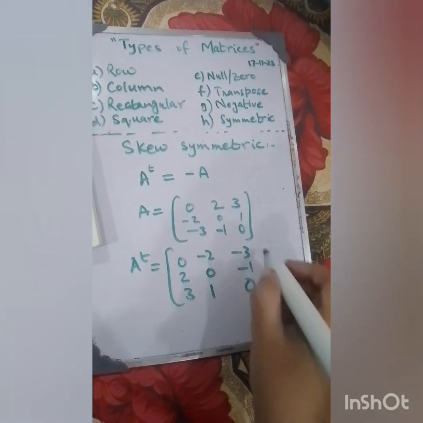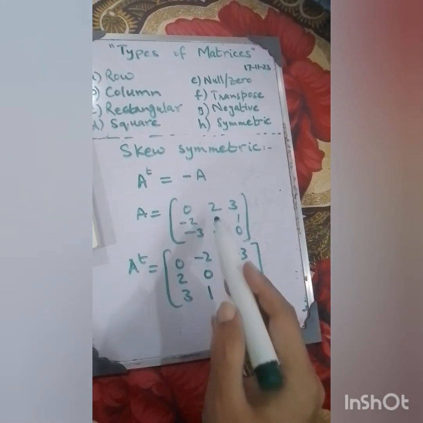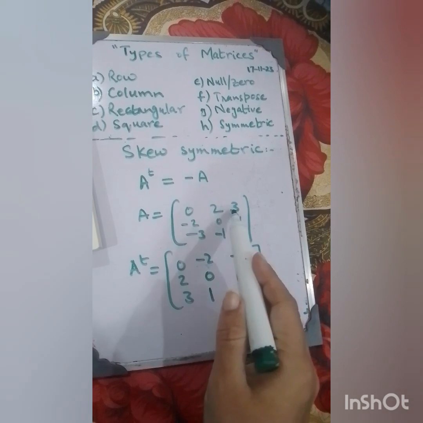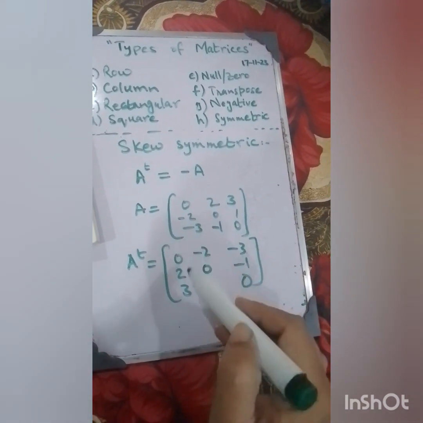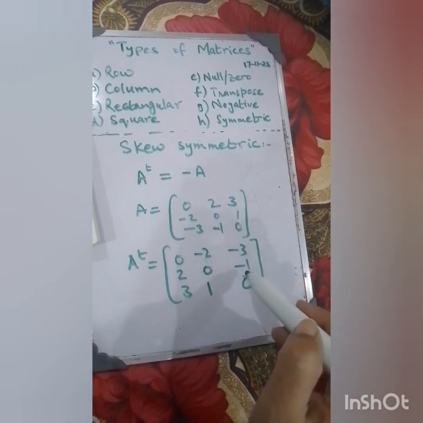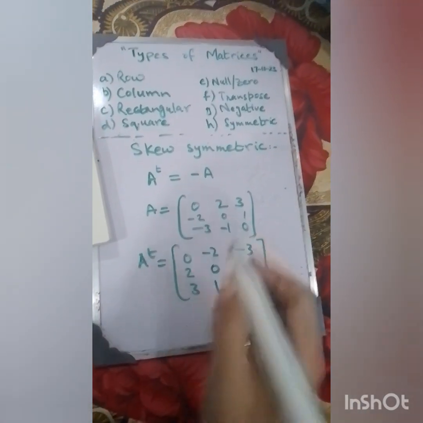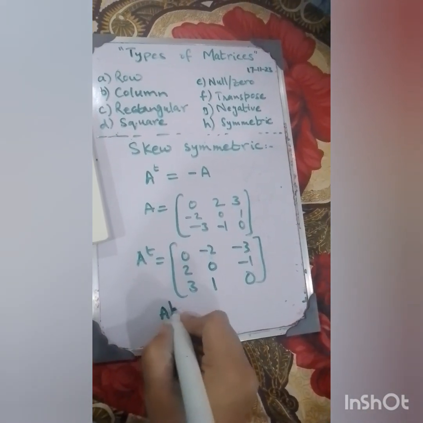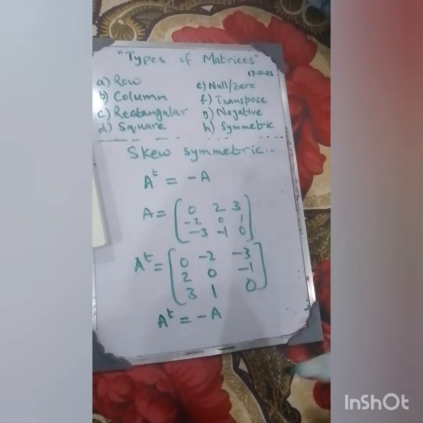Now let's check. Negative of A: these two entries were in the positive form, so they become negative. Negative entries become positive. 0 and alternate. 1 was positive, so it is negative. Now 0 is neutral. So we have got minus of A. That means A transpose is equal to negative of A. The matrix is skew symmetric.